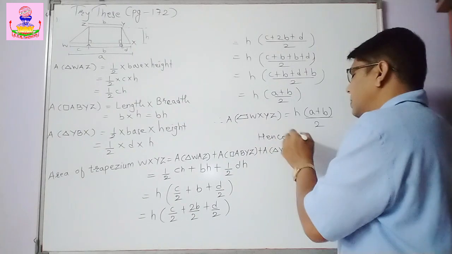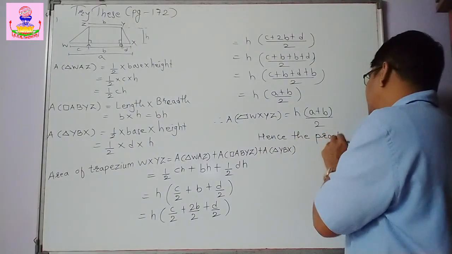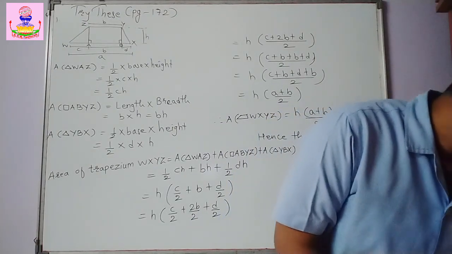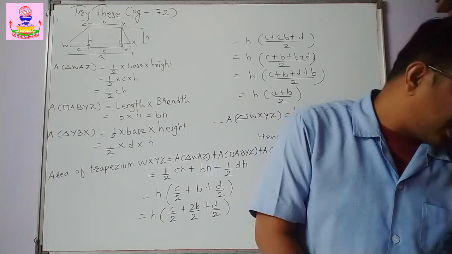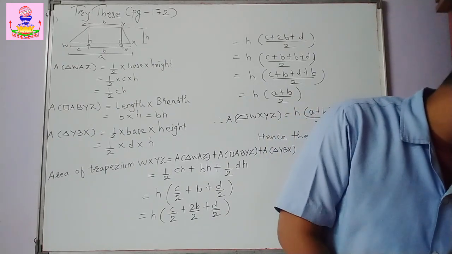Now second example from this, you have to substitute the values. That is, you have to take h is equal to 10, c is equal to 6, b is equal to 12 and d is equal to 4.